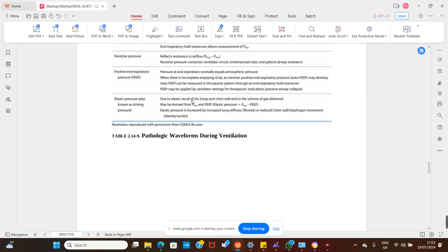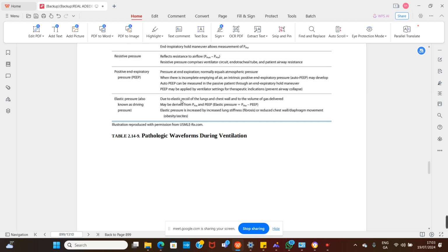And I told you that elastic recoil is similar to what other force? Anybody remember? Elastic pressure is synonymous to which other force? Elastic recoil. Surface tension. Okay, yeah. So surface tension and elastic recoil mean the same thing. They are acting inwards to collapse the lung. So that means they are acting in the opposite direction to what?